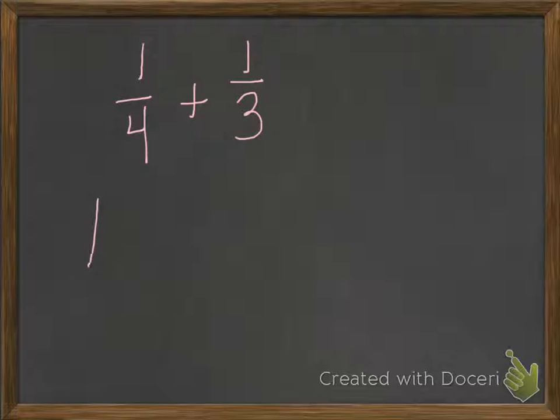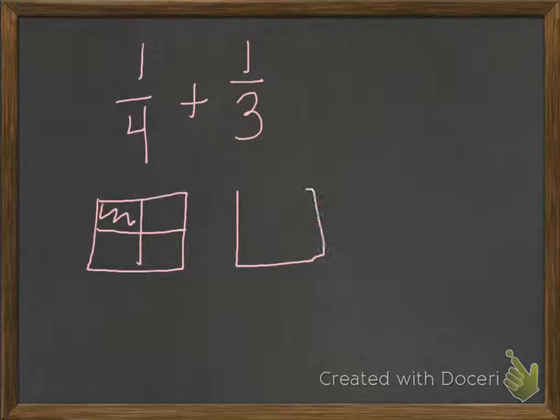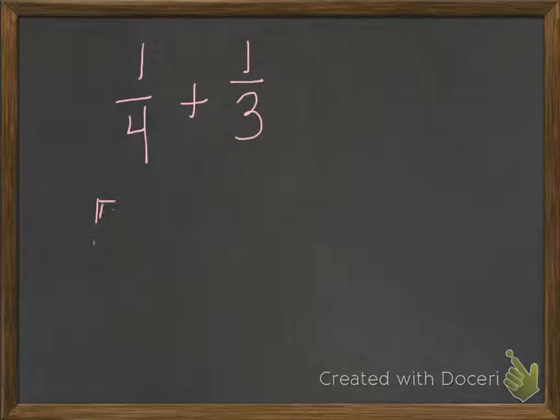If you think about this in terms of cakes, one cake is cut one way, and our second cake is cut in a completely different way. Those pieces are not similar at all. So the first thing we need to do is somehow make them more similar. We do that by finding a common denominator. An easy way to find a common denominator is to find the least common multiple.